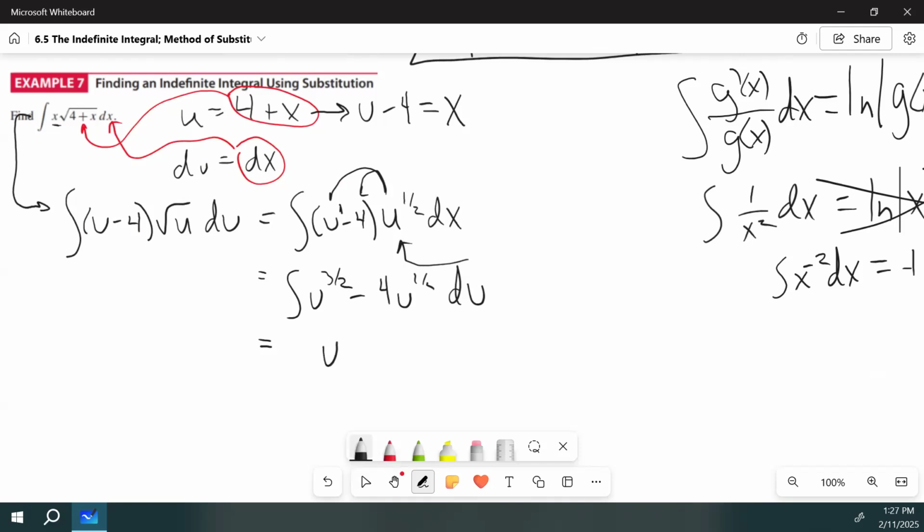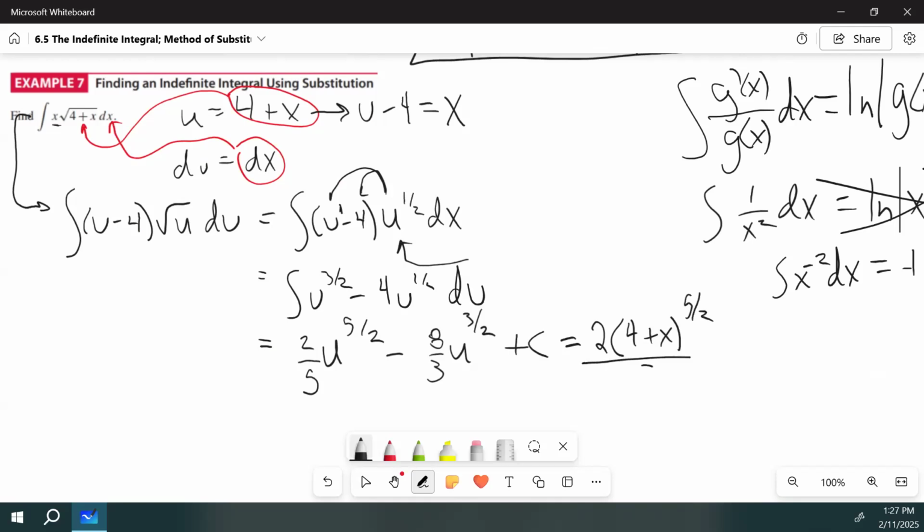Okay, so the new exponent is 5/2. The reciprocal is 2/5, minus the new exponent here is 3/2 multiplied by the reciprocal, which would be 2/3, but it multiplies that 4, so you'd have 8/3 there, plus c. And then we back substitute. So this would be 2 times 4 plus x to the 5/2 over 5 minus 8 times 4 plus x to the 3/2 over 3 plus c.